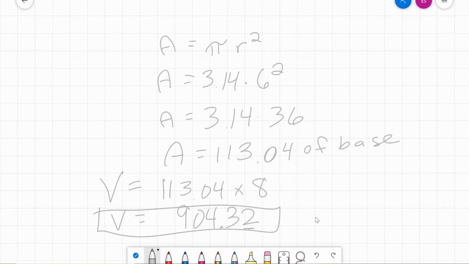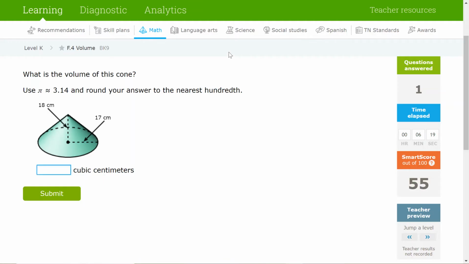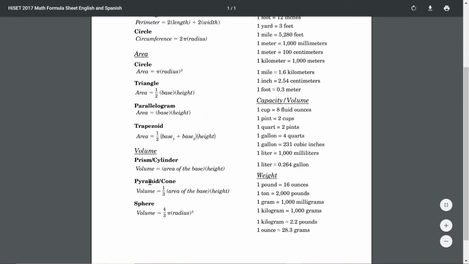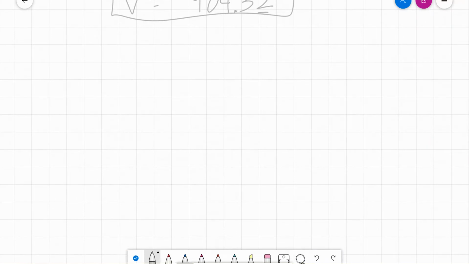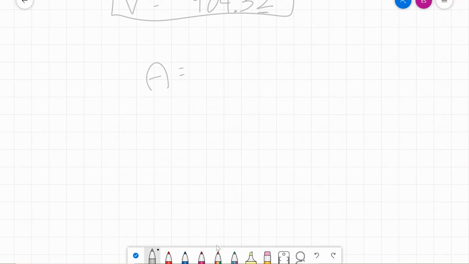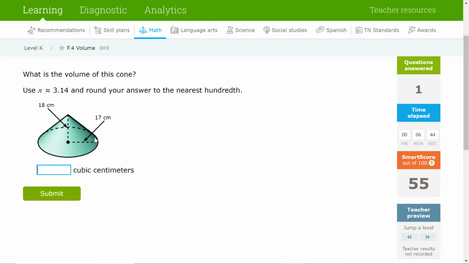Okay, so once again, we're going to be starting with the formula sheet to find what our volume is. Volume of a pyramid or a cone: volume equals 1/3 times the area of the base times the height. So we're going to do the same exact thing we did last time, except we're multiplying that by 1/3. Now the area of the base, and the base of a cone is what shape? A circle once again. That's the radius there, 17 centimeters.